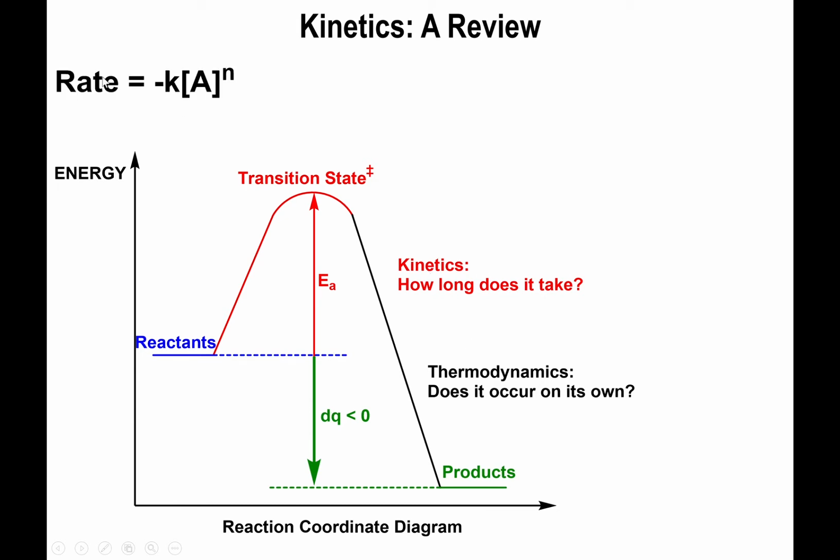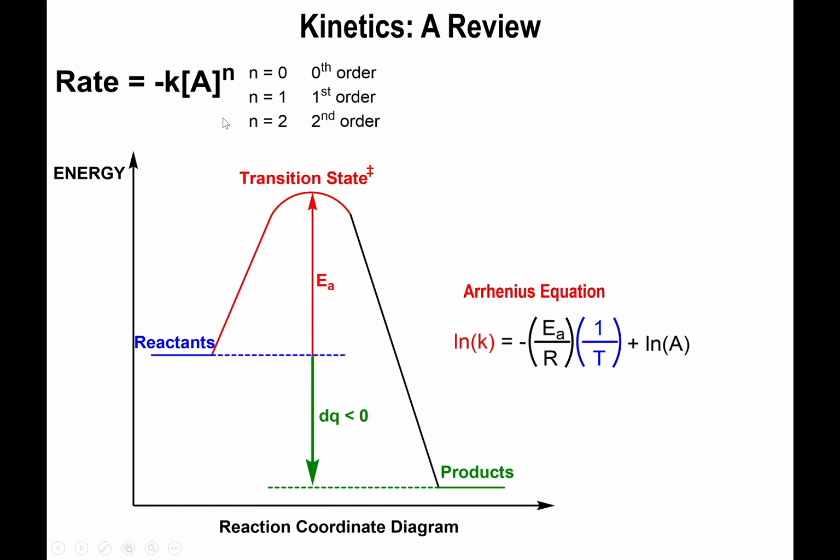You may recall that the rate of a reaction is given by the negative rate constant times the concentration of the reactant raised to some order. And the order could be 0, it could be first order or second order, and that really tells you just what the exponent is going to be here. This look at the kinetics also was investigated using the Arrhenius equation, which is presented right here, that allows you to determine the activation energy of the reaction.